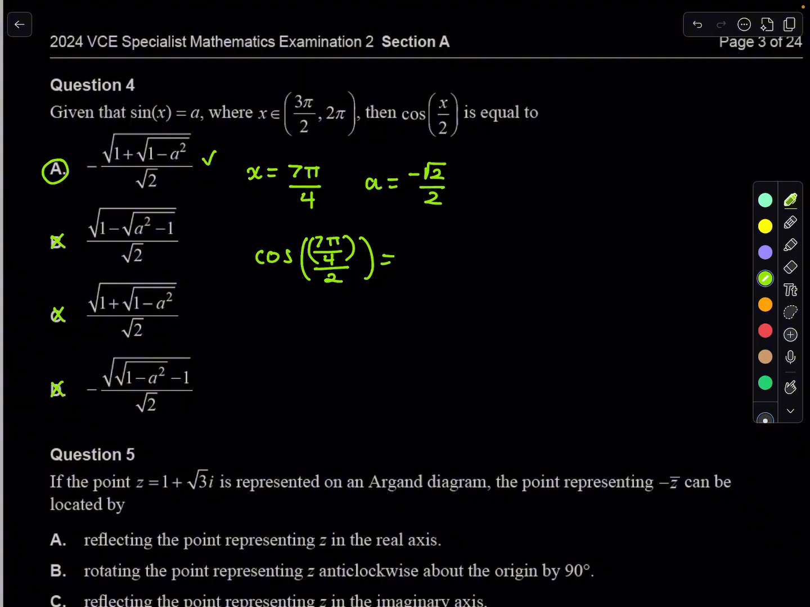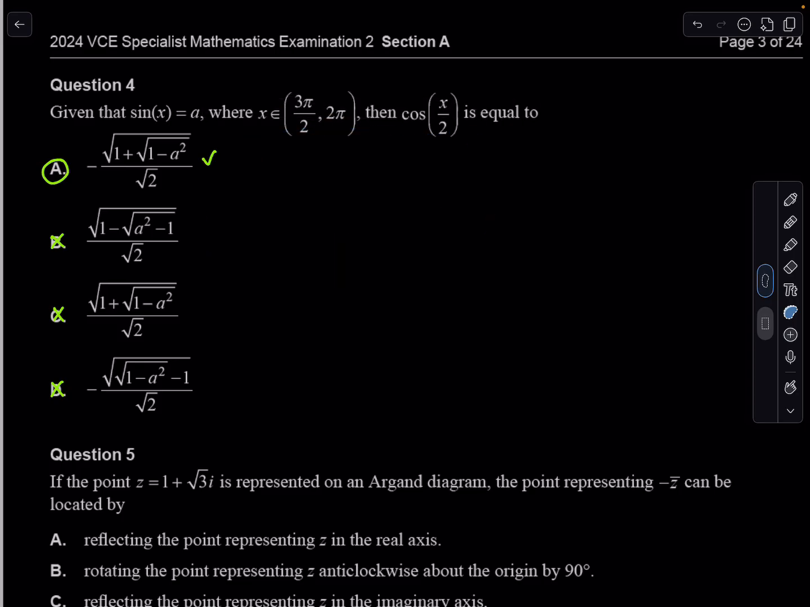So let's do that also, and let's talk about that. So what I'm going to do here is this. I know that sine x is equal to a. So I'm going to write that down. I know that sine x equals a. I can write it as just a divided by 1 because this is very useful. First of all, I want to find cos x over 2.